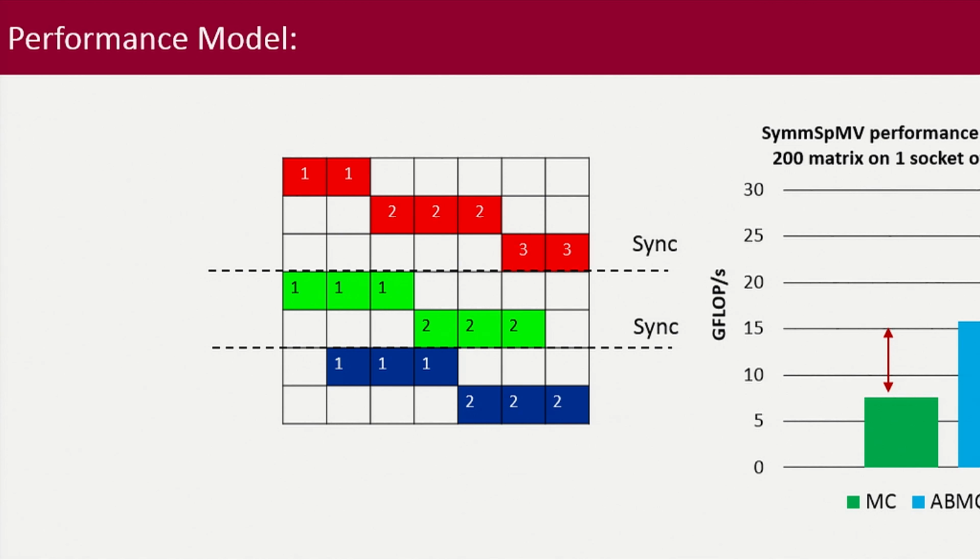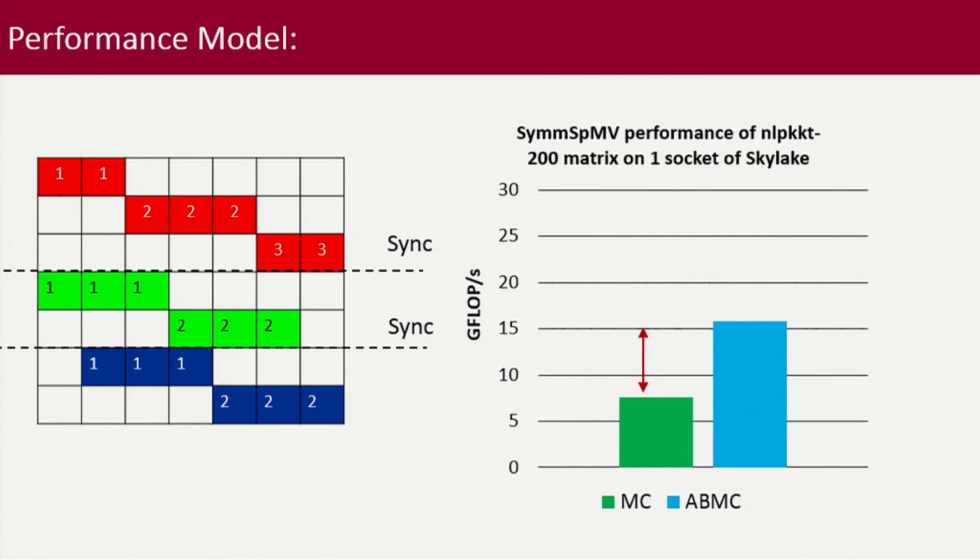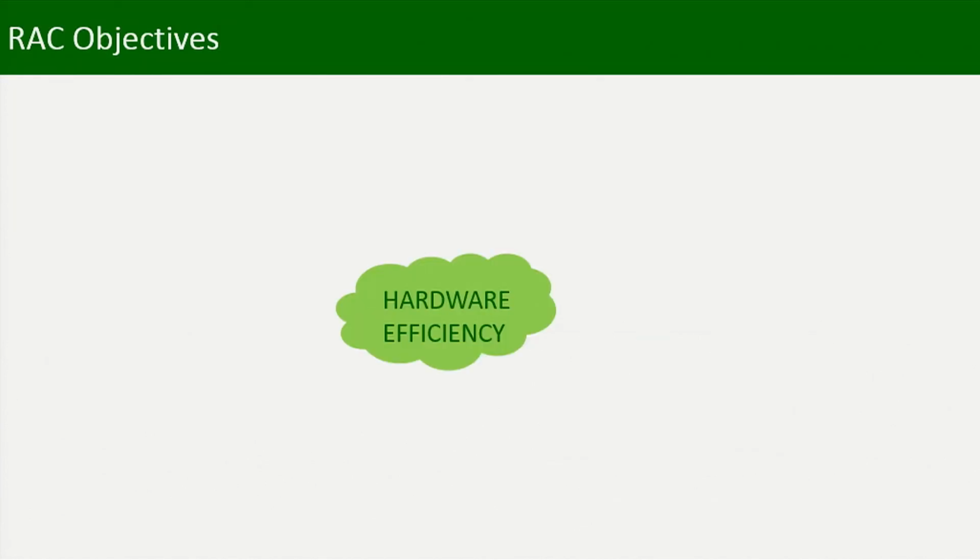Since with the ABMC method, coloring is only applied to blocks and within blocks they have better data locality, the data transfer is lower and performance is higher compared to multicoloring. But still, we see with the performance model there is some room for improvement. Now, having in mind potential problems that could happen with coloring, we will formulate the recursive algebraic coloring method, which tries to alleviate some of these problems.